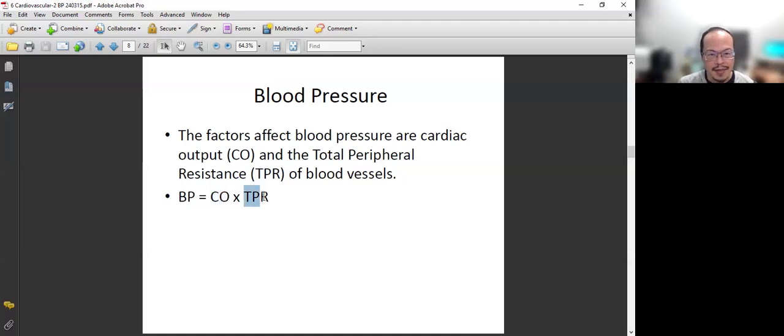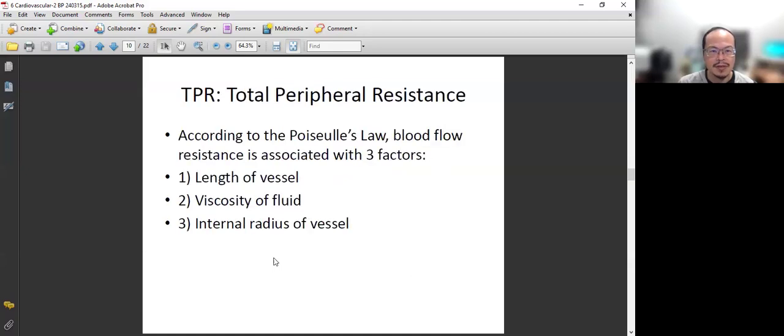The next thing is TPR, total peripheral resistance. This is about the blood vessel. Total peripheral resistance is that when the blood comes out, it goes through the vessels. You need to know that we have a lot of vessels: the artery, capillary, and veins. Even though each capillary is very small, you have a lot of them.